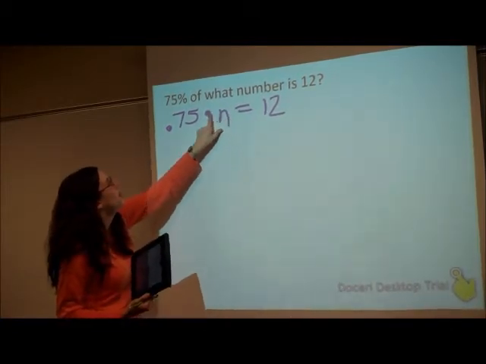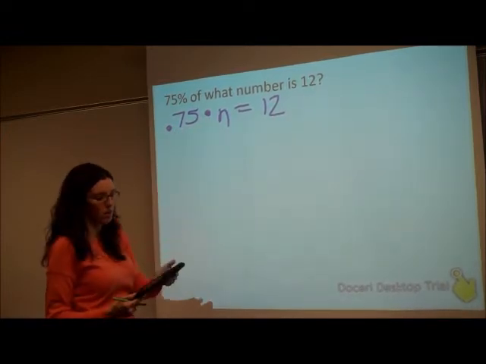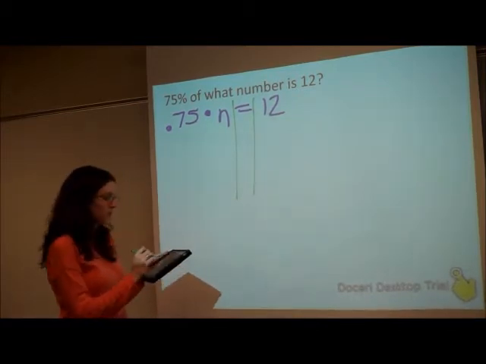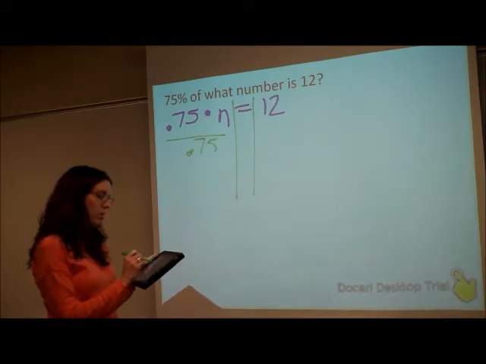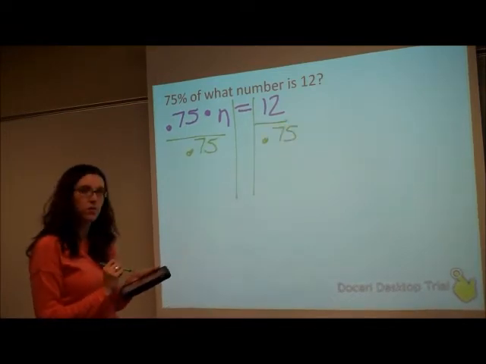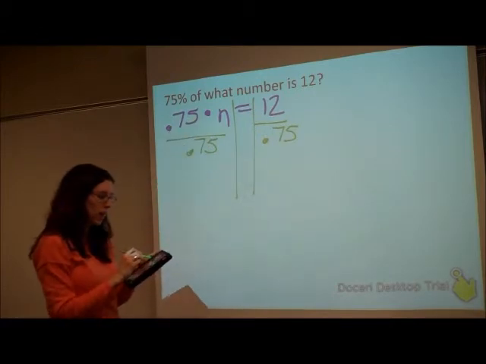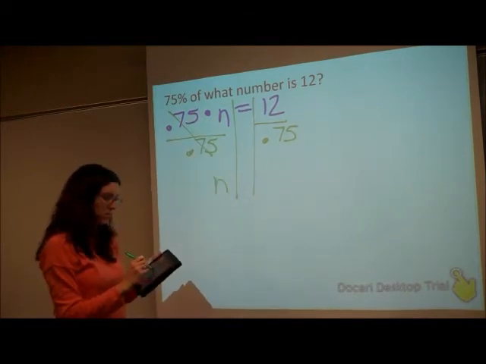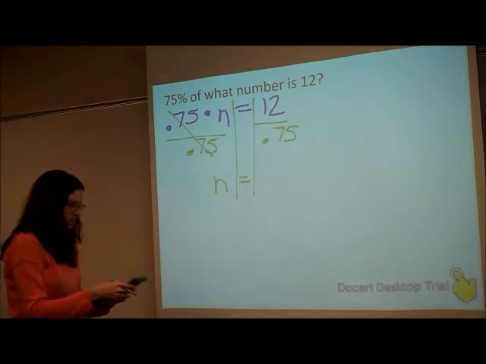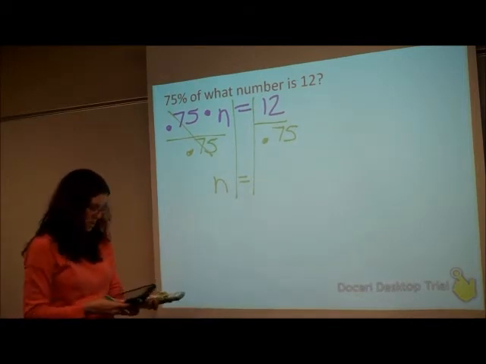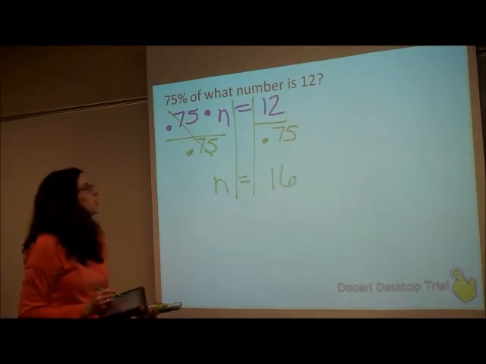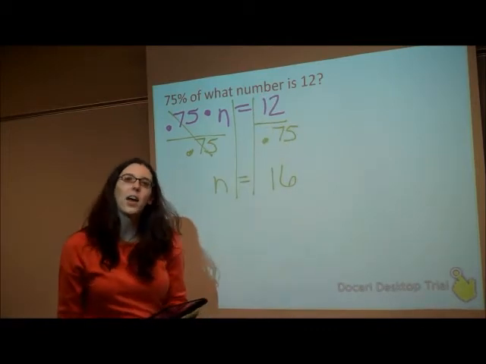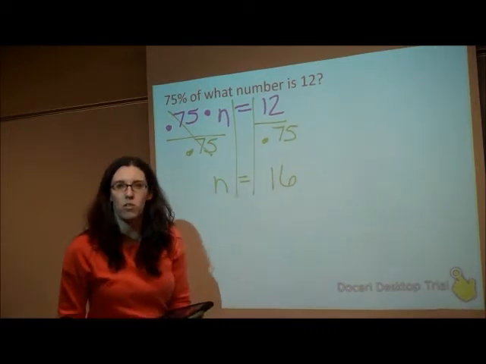Here's my variable. It is being multiplied by 0.75. So to solve this problem, if you want to do your backbone or your lines down, we want to divide both sides by 0.75, because multiplying and then dividing by 0.75 cancel each other out. So on this side, we're left with our n. Then figuring out what 12 divided by 0.75 is, it gives me 16. So if we go back and look, 75% of 16 is 12. Yeah, that would make sense. About 3/4 of 16 would be 12. All right?